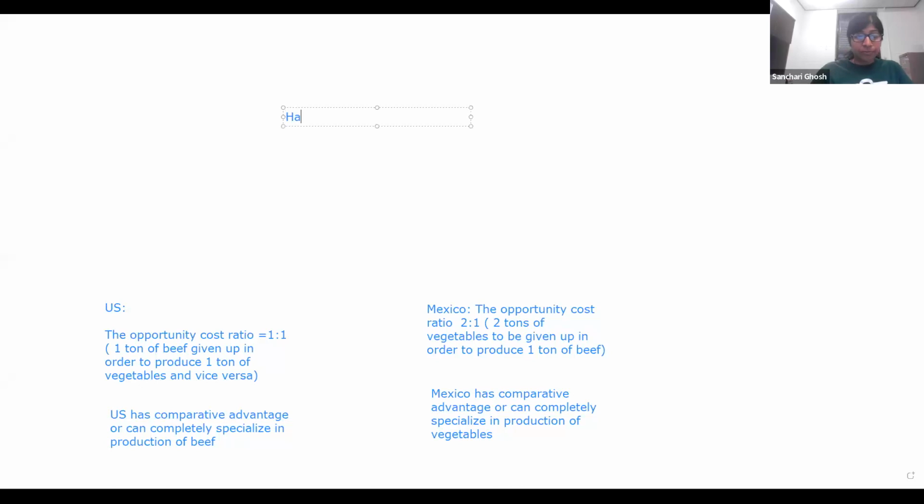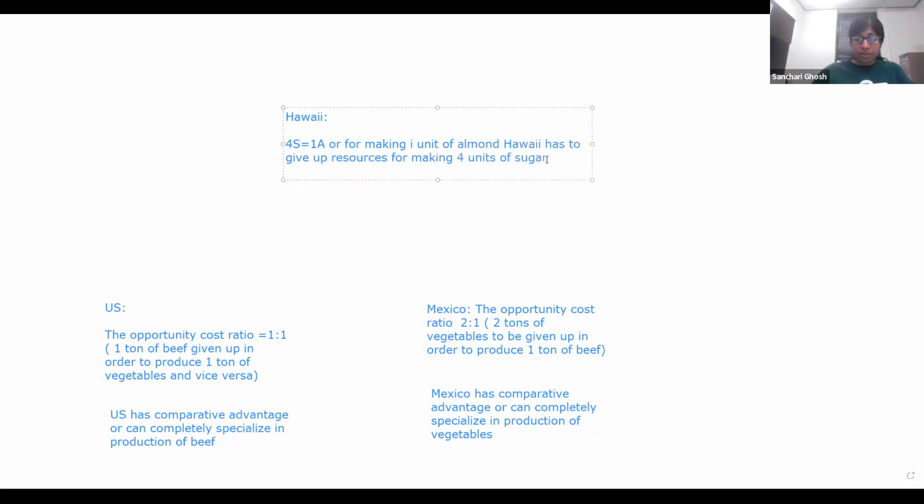So Hawaii ratio, 4S equals 1A, or for making 1 unit of almond, Hawaii has to give up resources for making 4 units of sugar. So it's kind of costly for Hawaii to make almonds.